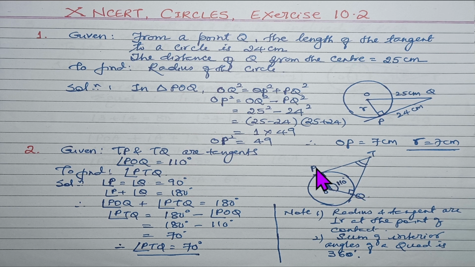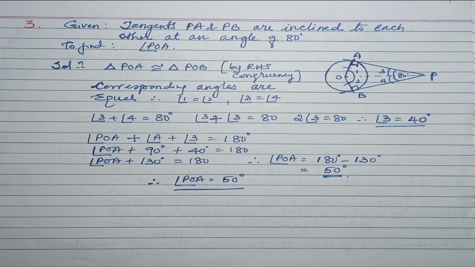Now POQT is a quadrilateral. In a quadrilateral, angle P plus angle Q is 180 degrees, and therefore the remaining two angles, that is angle POQ plus angle PTQ, must be 180, and therefore angle PTQ is equal to 180 minus 110, and that is 70 degrees. A very simple example. So remember that. Now coming to the next example.